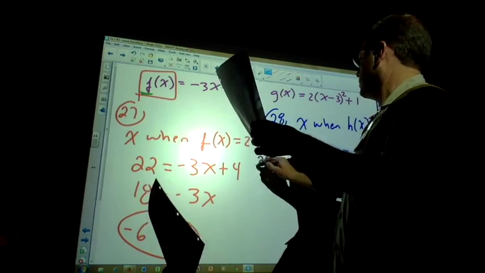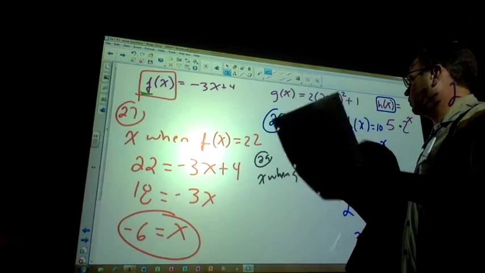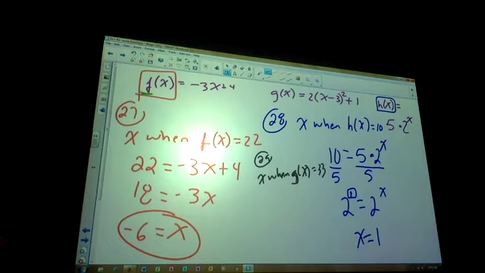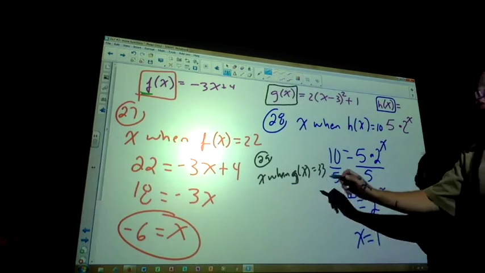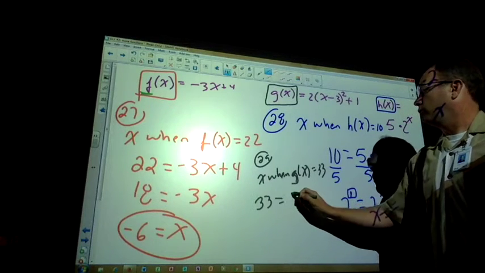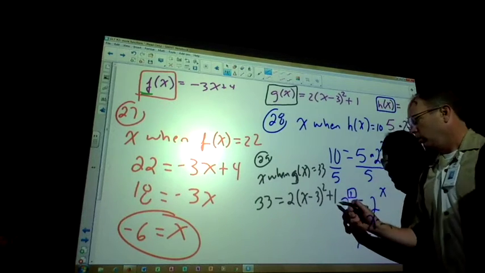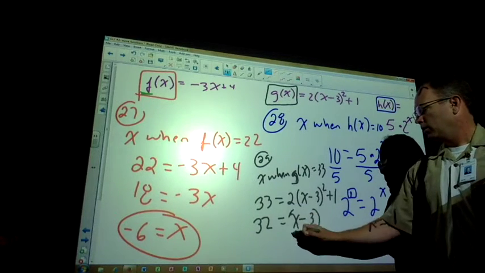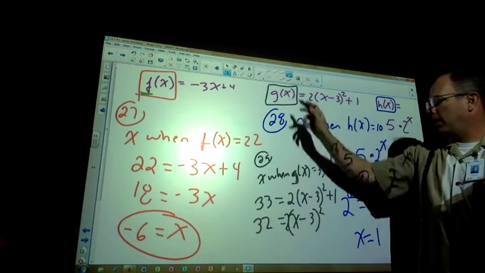29 says x when g at x equals 33. G at x. Which equation am I using? First, second, or third? Second. Okay. Where am I plugging 33 into? G at x. So 33 is equal to 2 times x minus 3 squared plus 1. Subtract 1. Agree? Oh, and there's a 2 there, sorry. And then from there, I could probably divide by 2.